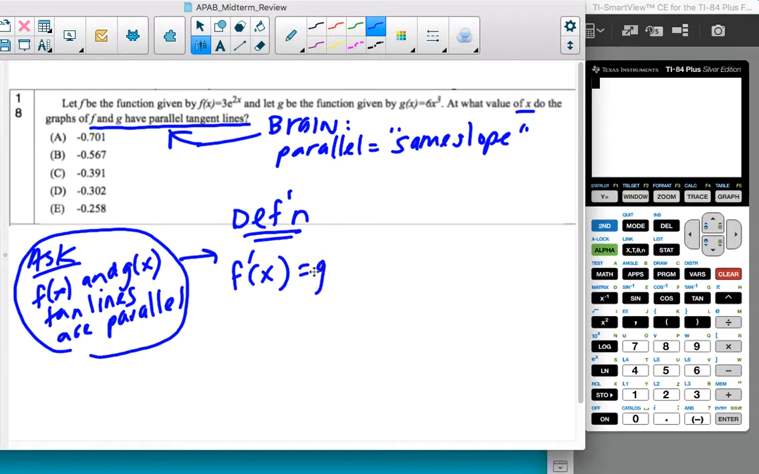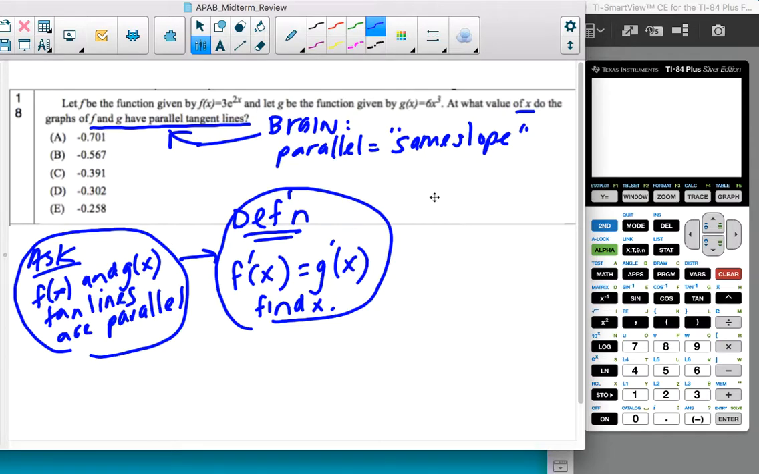We want the derivatives of these two functions to be equal. So we're being asked, if we set these two equal, what is the x value that makes this happen? That's what we're being asked. So this is the part where you have to do some stuff by hand. You're going to have to find, by hand, f prime and g prime.